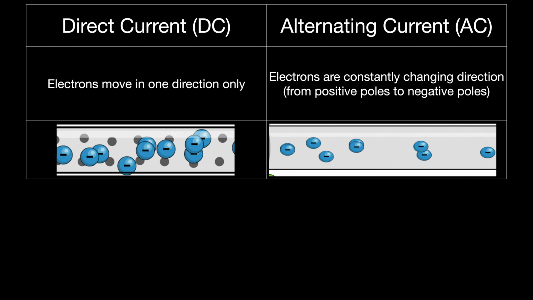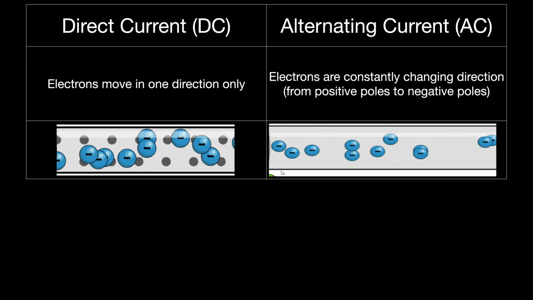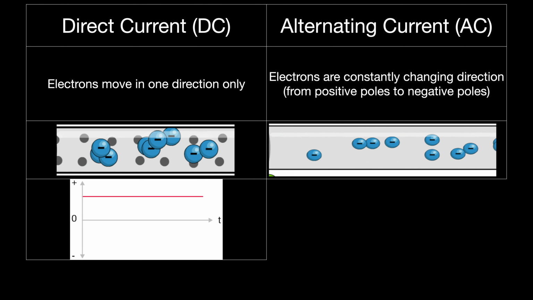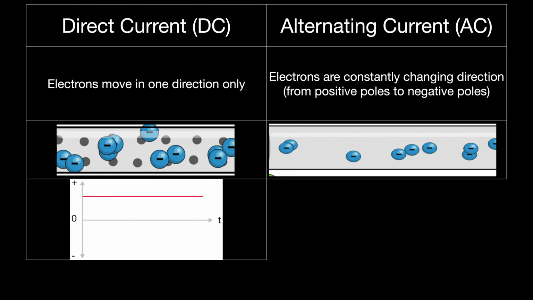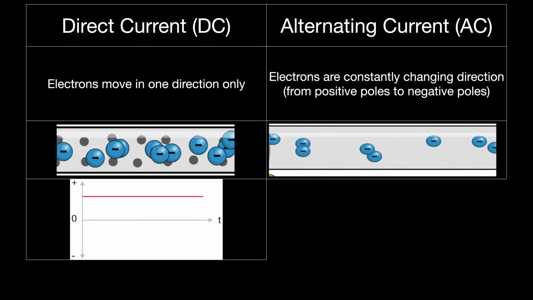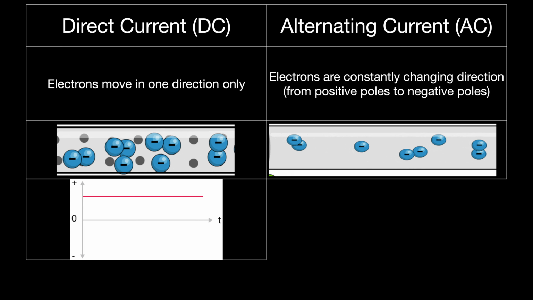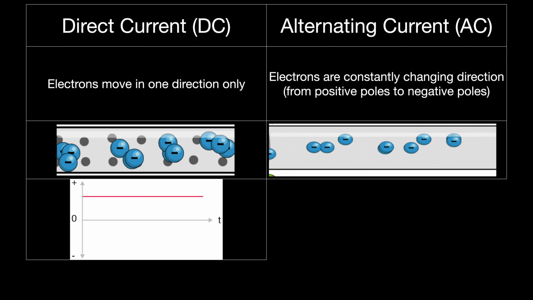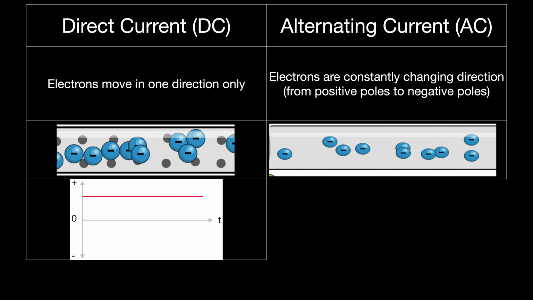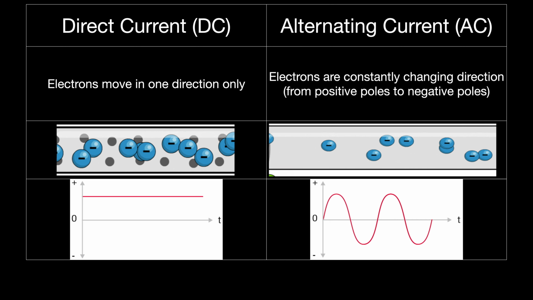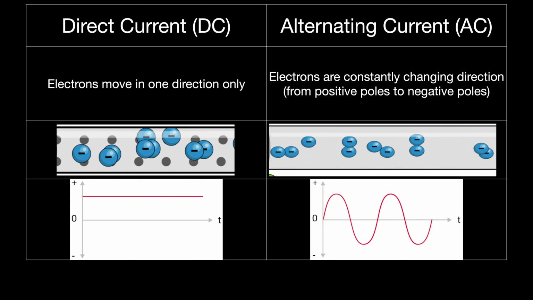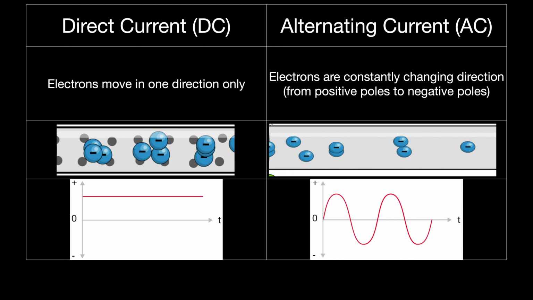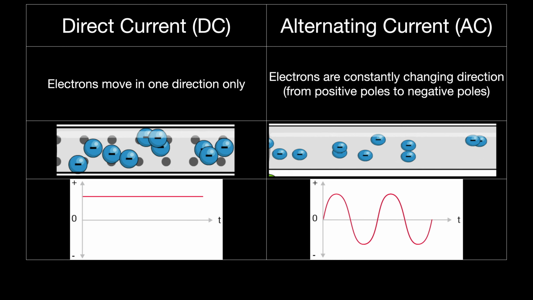If we were to look at this graphically on a graph, our direct current would look like this. At a constant level in one direction, in this case in the positive direction. As alternating current is slightly different, it switches between the positive direction and the negative direction and looks more like this. It's constantly changing from the positive to the negative, then back to the positive, and then back to the negative.